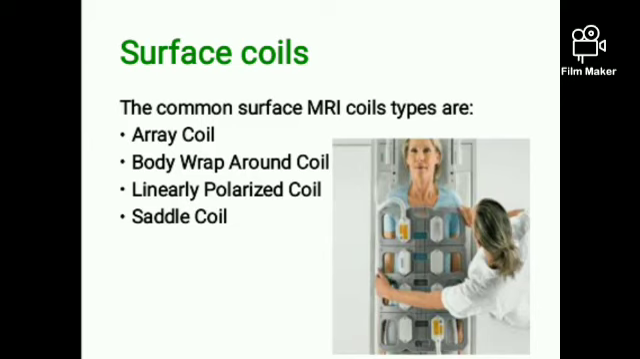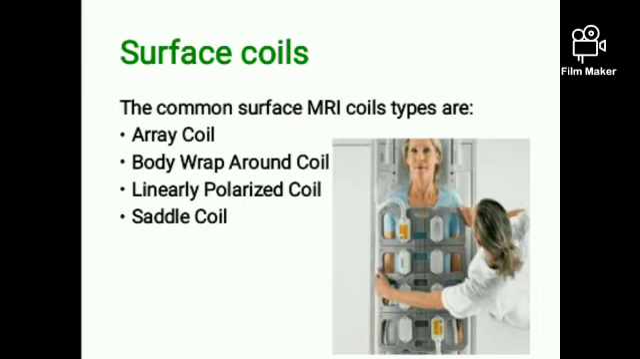Volume coils cannot be placed in contact with the area, while surface coils can be kept in contact with the area. Volume coil has less SNR, surface coil has more SNR. Image quality will be far better in surface coil than in volume coil. Okay, next thing is, what are the common types of surface coil?